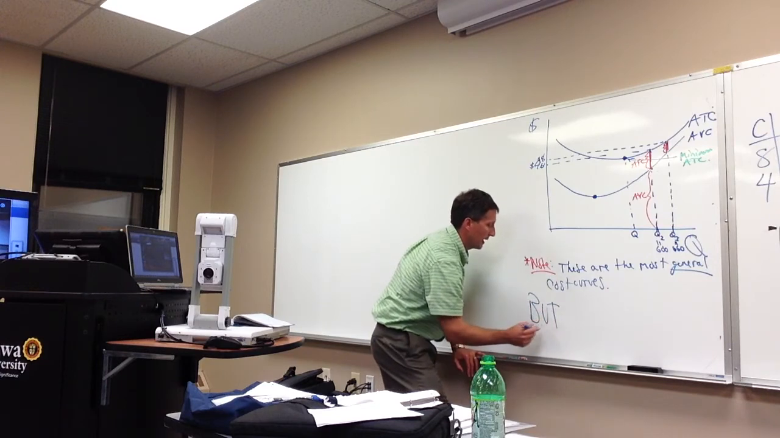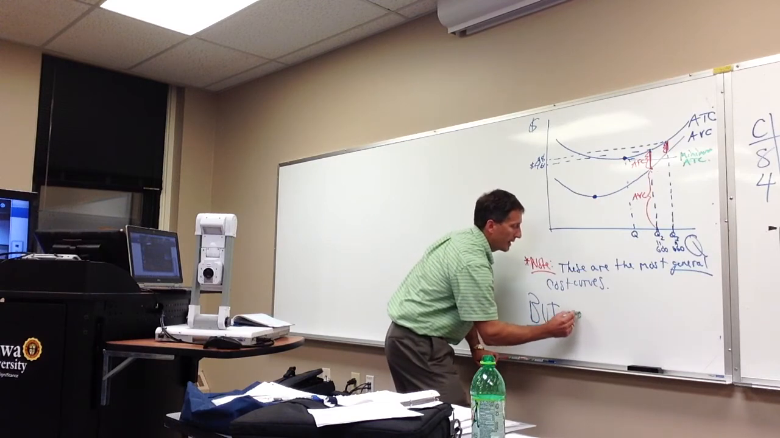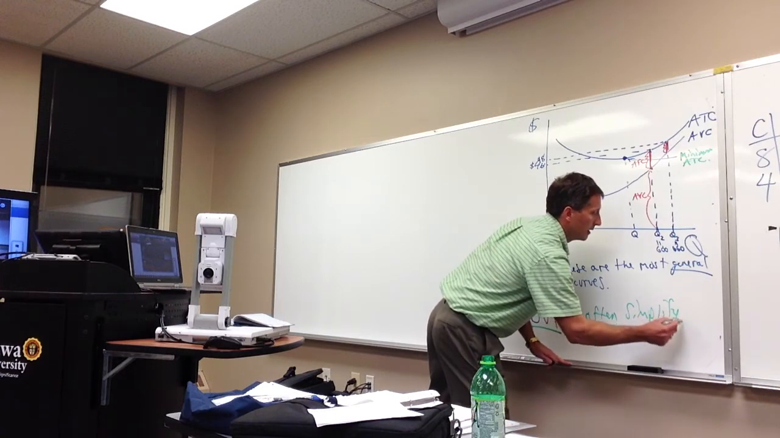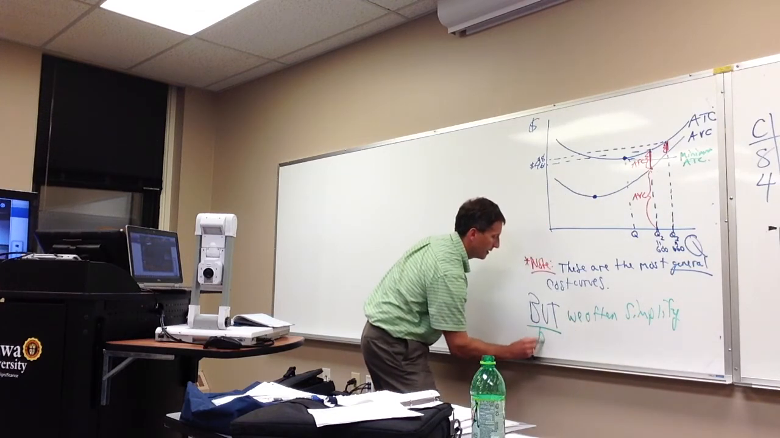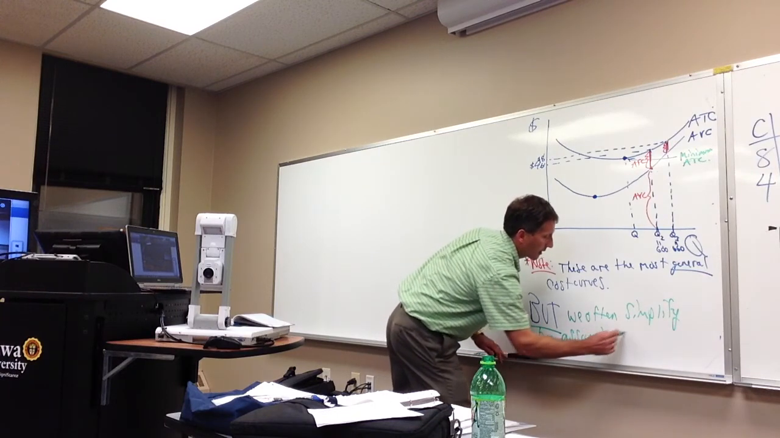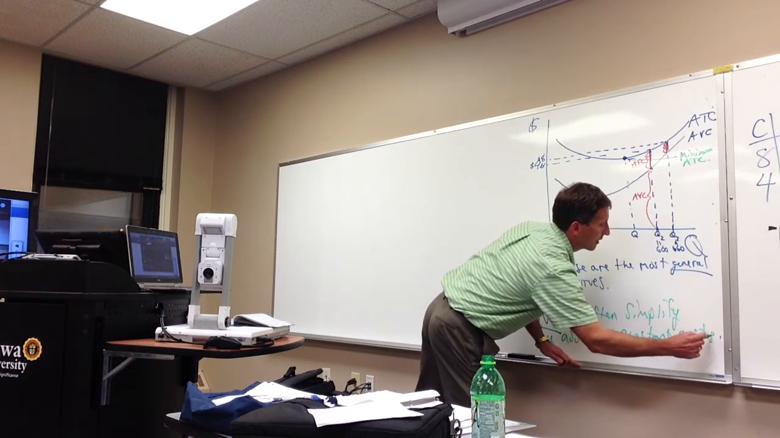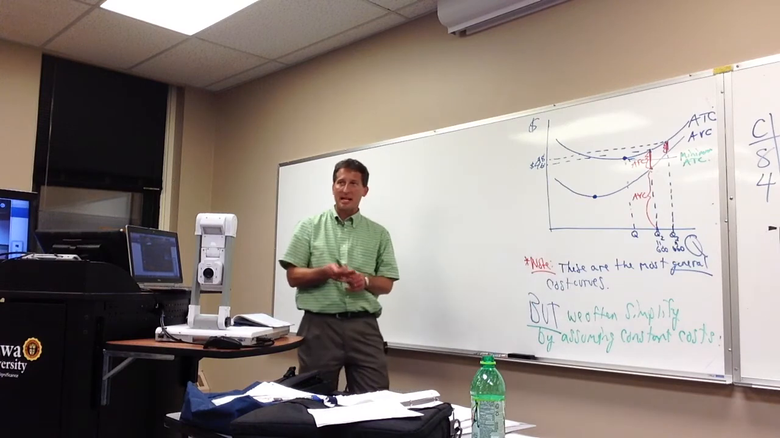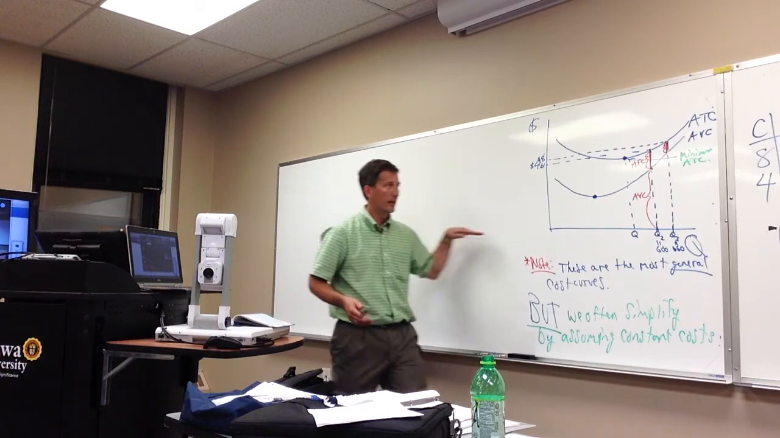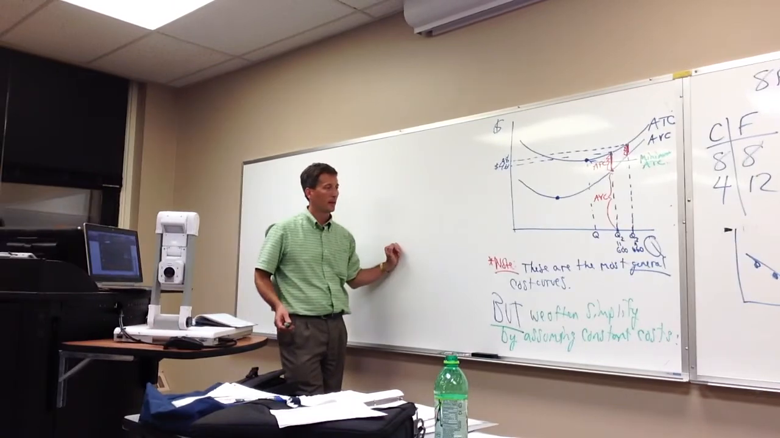But, the big but, we often simplify by assuming constant cost. The question will state that. So it'll say, let's assume that these costs are constant at blah, blah, blah. And then the graph would be a straight line rather than this curved line. Okay?